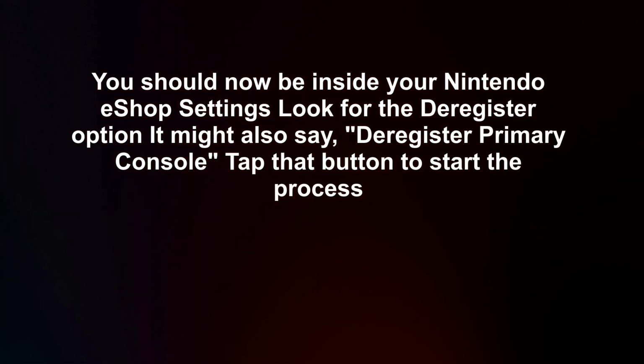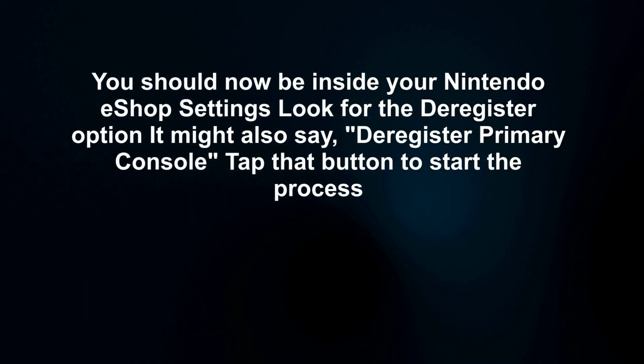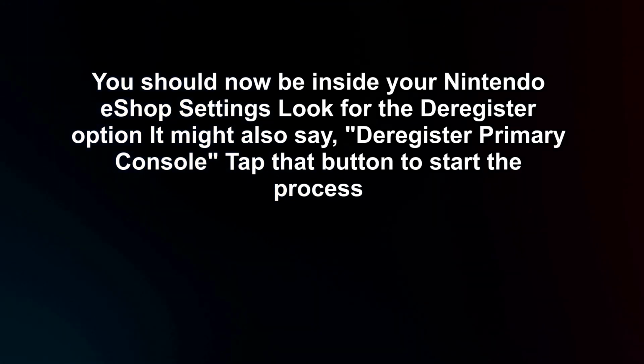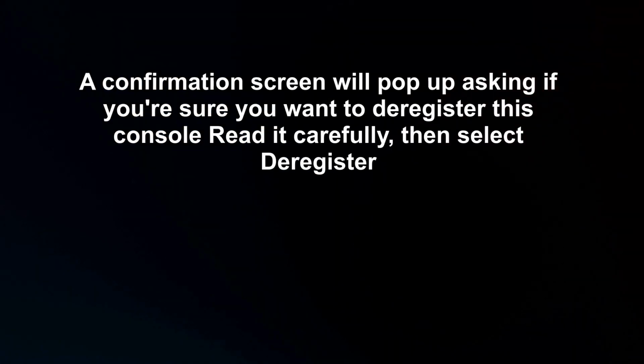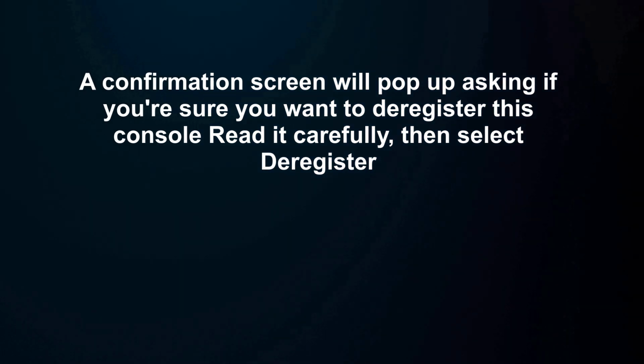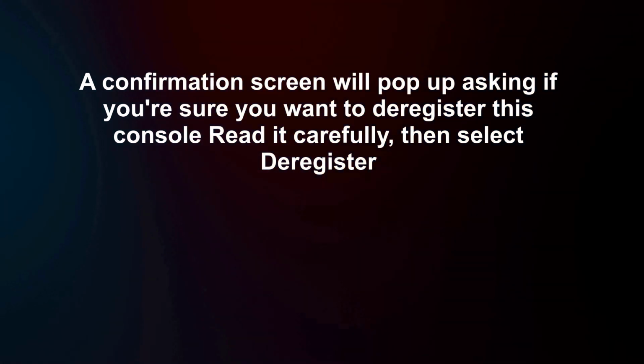Look for the Deregister option. It might also say Deregister Primary Console. Tap that button to start the process. A confirmation screen will pop up asking if you're sure you want to deregister this console. Read it carefully, then select Deregister.